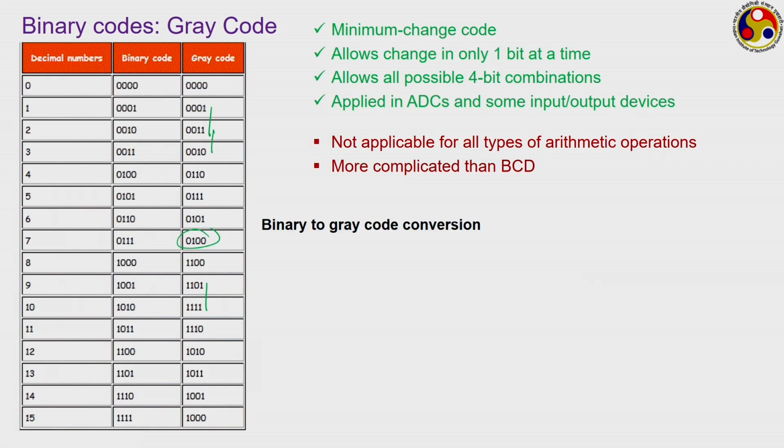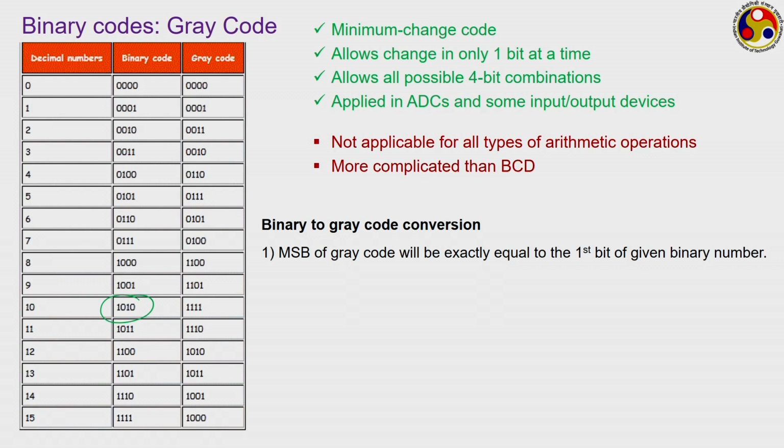Now the question is how we convert binary to the Gray code version. Let us take one example. Let us take 10, whose binary equivalent is 1010. This binary equivalent requires 4 bits, and Gray code also has to use all the 4 bits. The first principle is that the most significant bit of the Gray code will be exactly equal to the first bit of the given binary. Here the binary that we have selected is 1010, the most significant bit is the first one, which is 1. So for the Gray code also it will be 1.